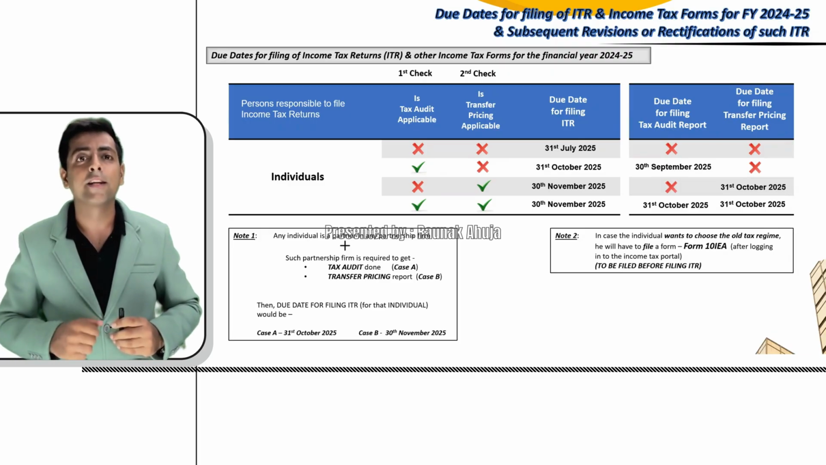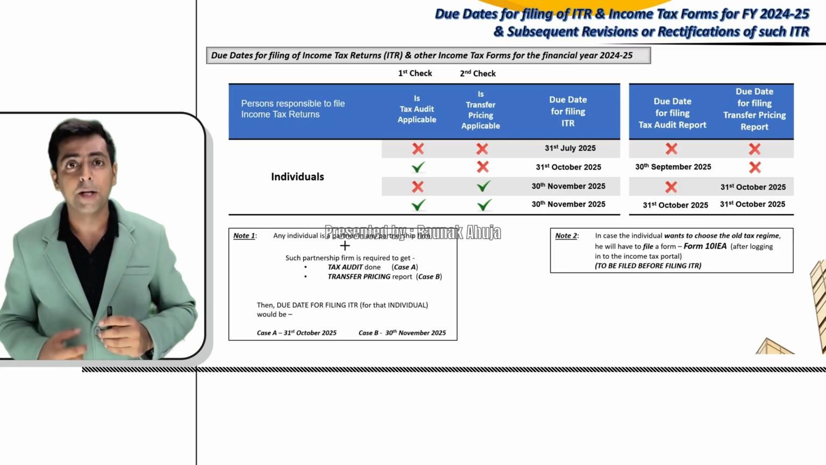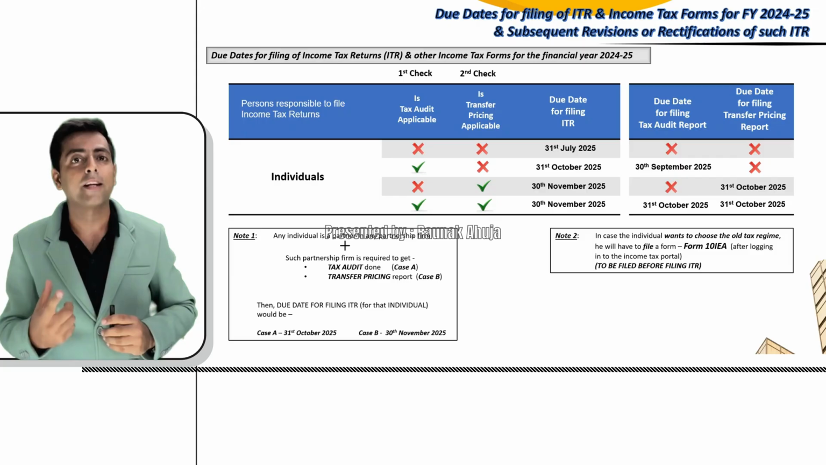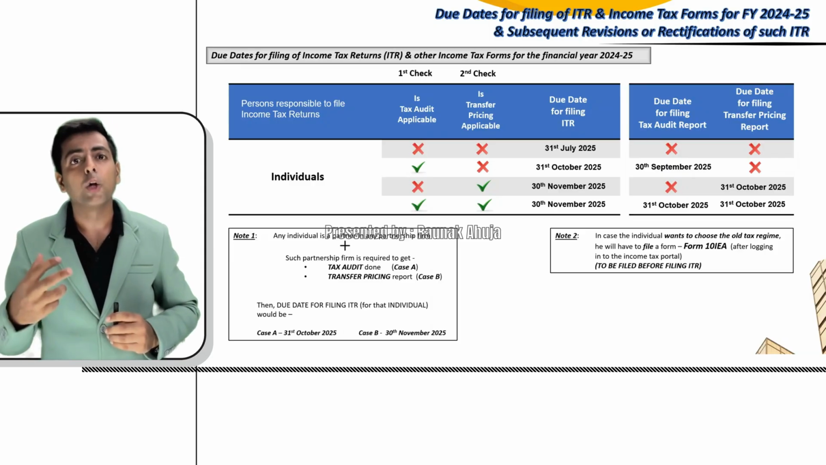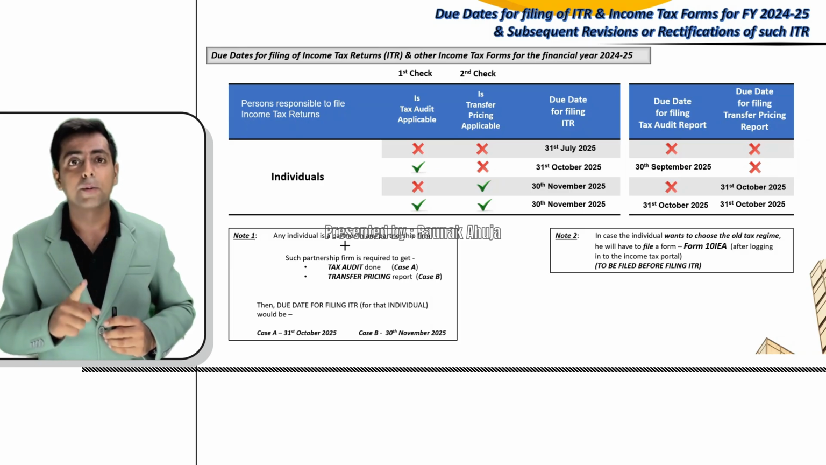Furthermore, in case an individual wants to opt for the old tax regime, it will have to file a separate tax form, which is Form 10IEA. This has to be filed on the income tax portal after logging into your account. Please note, this will have to be filed before filing of the income tax return.